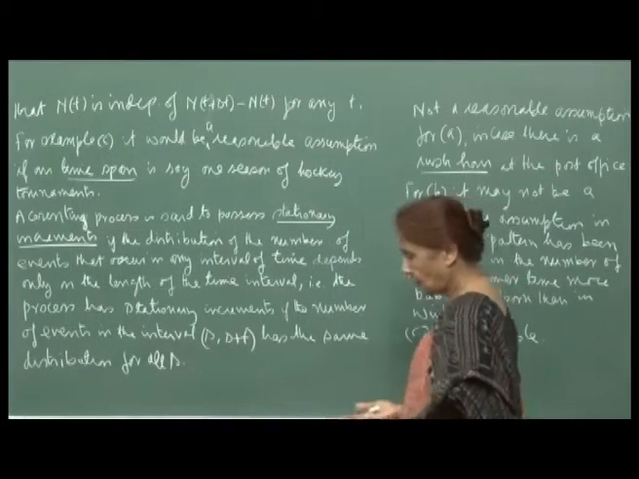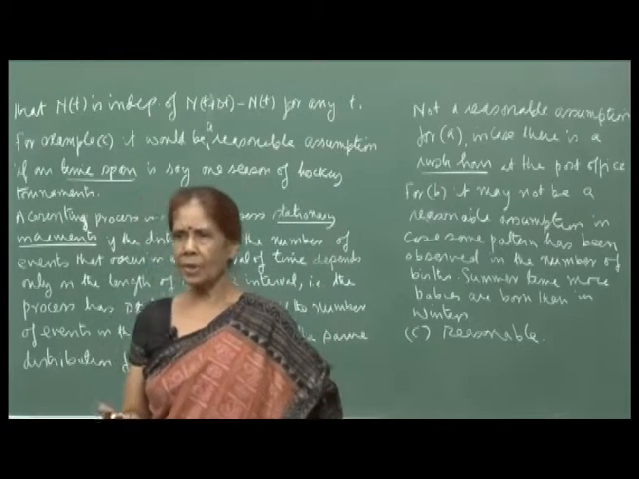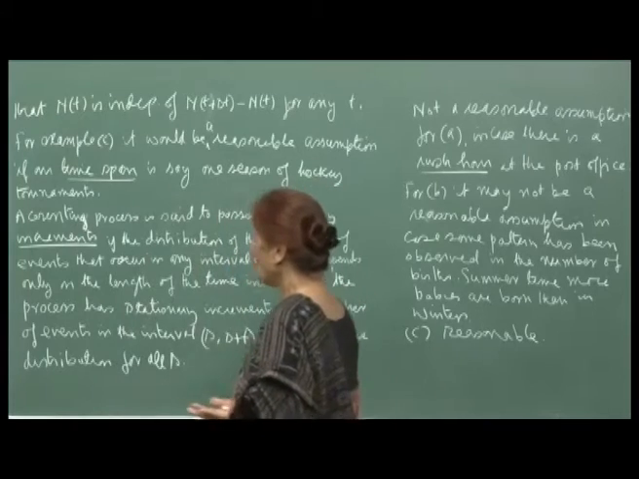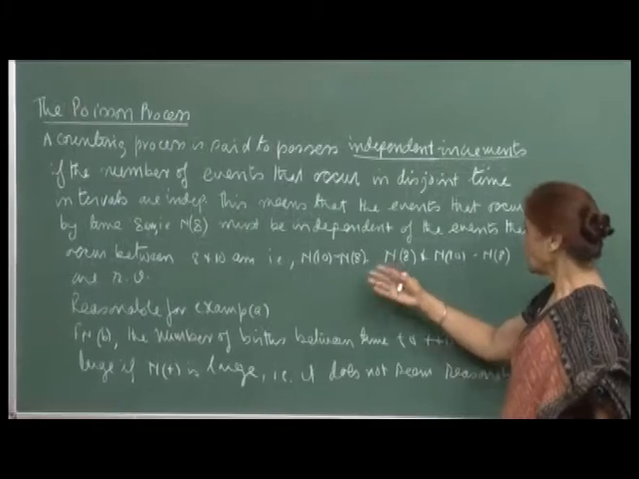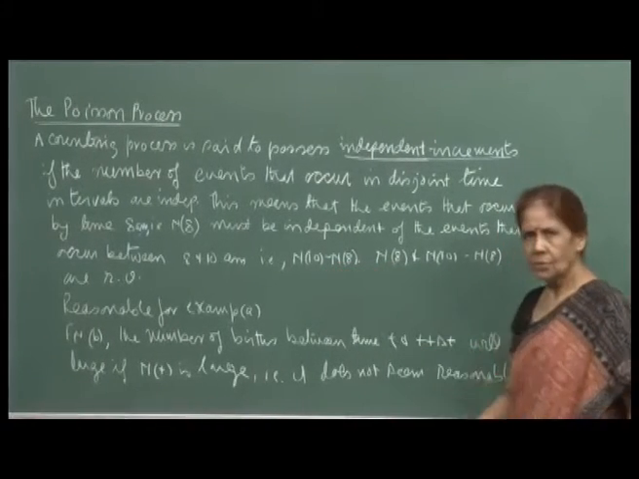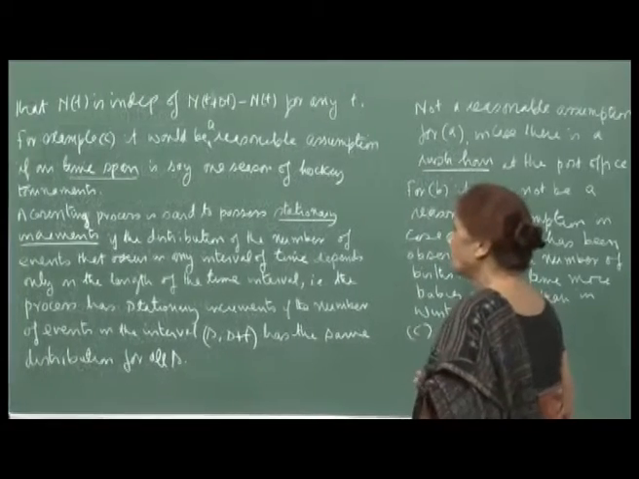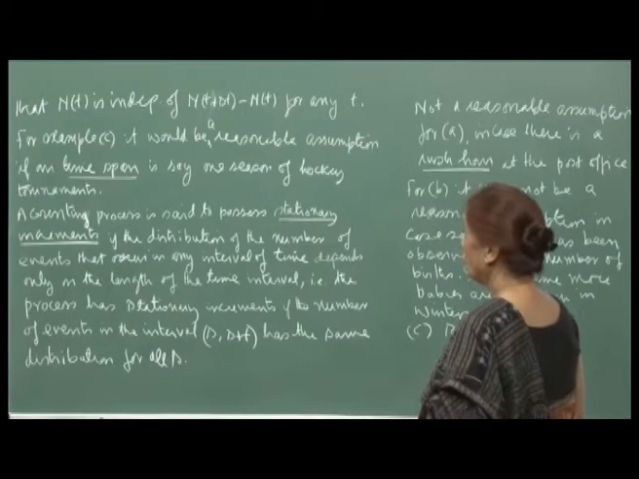Because for a post office, and similarly you can consider a bank, there may be a rush hour. If there is a rush hour, then certainly you can't say that these are independent. If it is the rush hour, then you know that there will be more arrivals, and so the random variables N(8) and N(10) minus N(8) would not be independent.